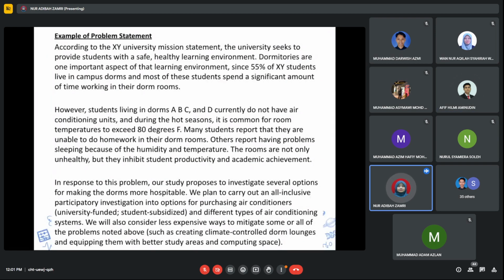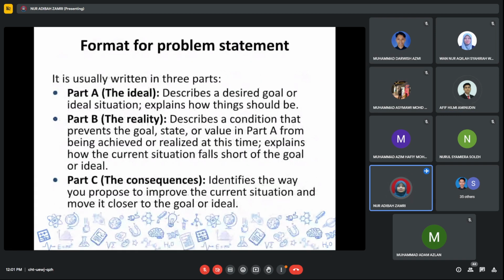Okay, go ahead. The reality. Because this is the reality, they describe a condition that prevents the goal. So basically the ideal is the goal. Describe a desired goal or ideal situation, as in how things should be. So in part A, we are hoping that our teenagers nowadays don't have any problem with their mental health, or this kind of problem, social media addiction.